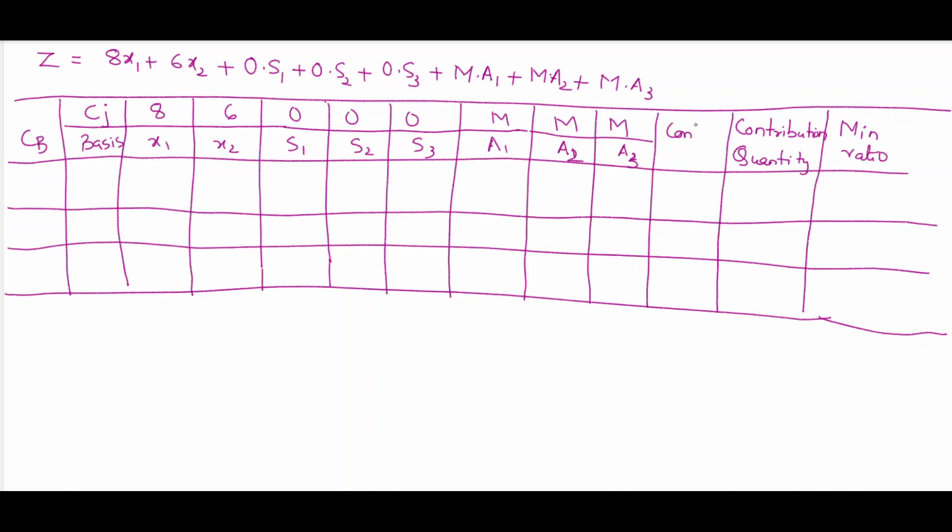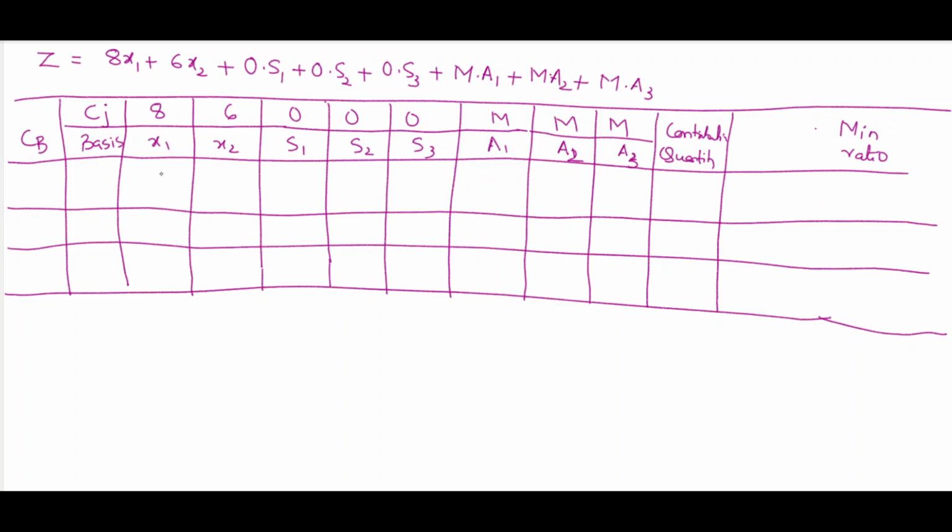Here let's say it is your contribution quantity, and here it will be your minimum ratio, last column. So this first row is the coefficient of variables in the objective function, and it always remains the same throughout your iteration. And second row is the variables of your objective function.